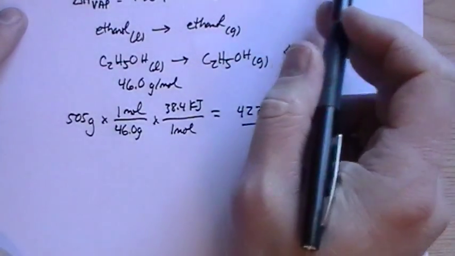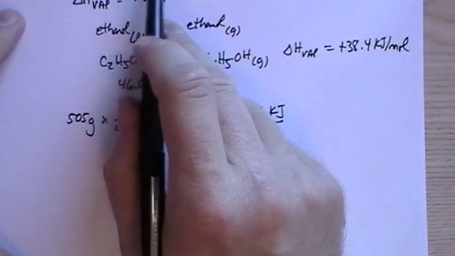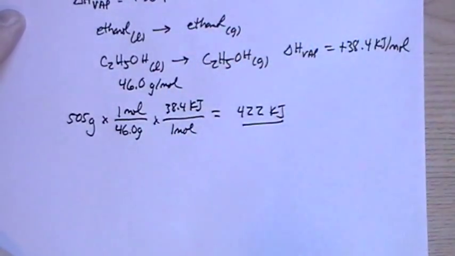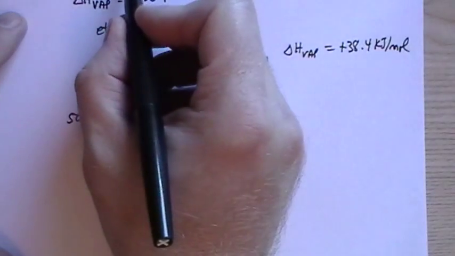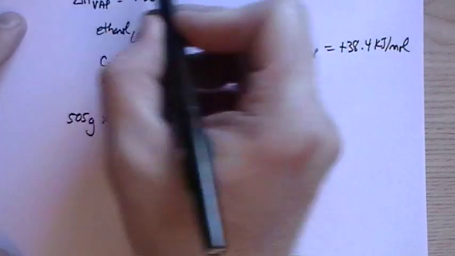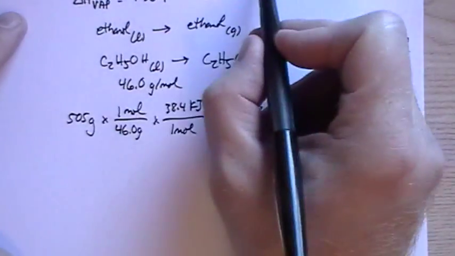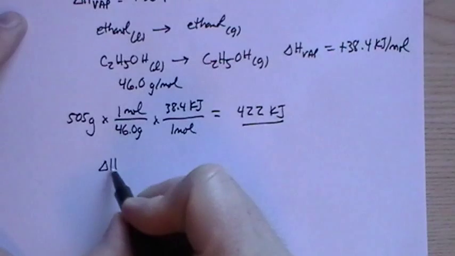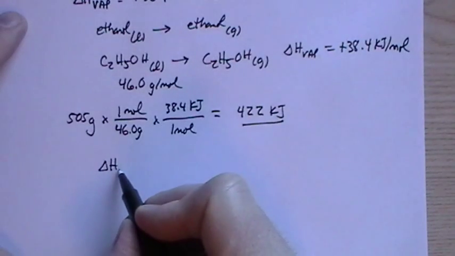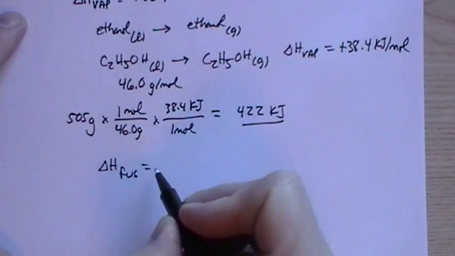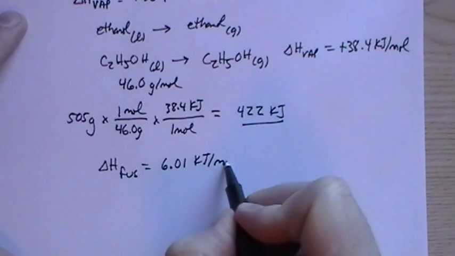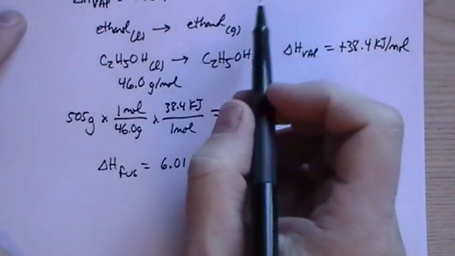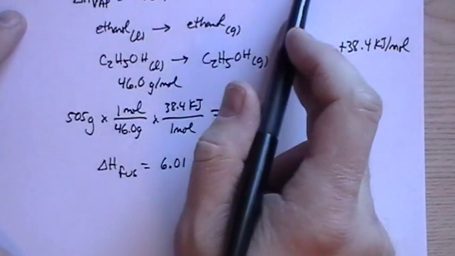Now, that's how much energy it took to vaporize that ethanol. Then the second question is, how many grams of water at 0 degrees Celsius could be frozen to ice at 0 degrees Celsius? Okay, so we have... they want to point out that we're changing from 0 degrees Celsius to 0 degrees Celsius. So we need to use the heat of fusion for water, which is 6.01 kilojoules per mole.